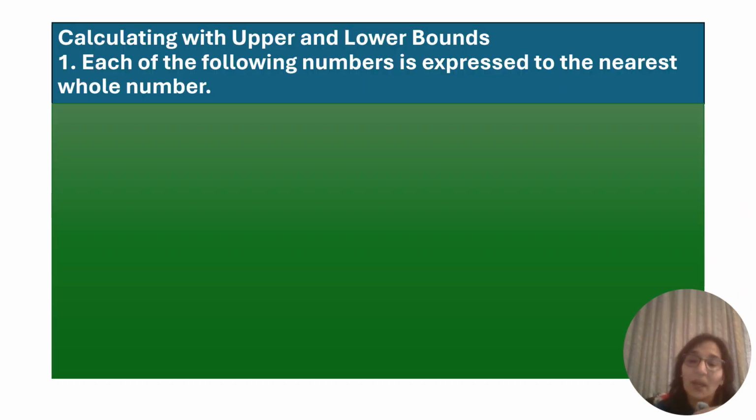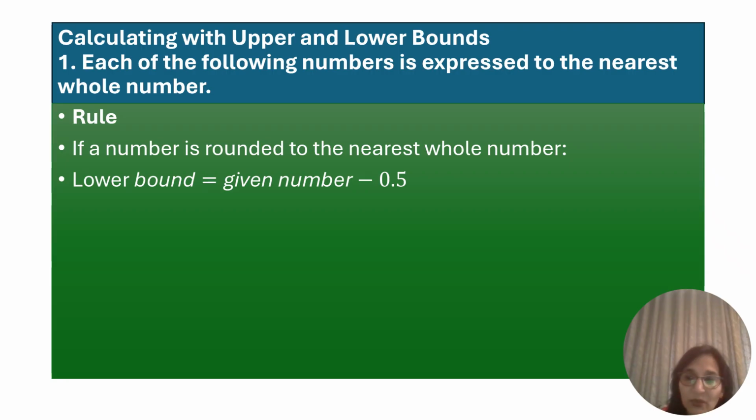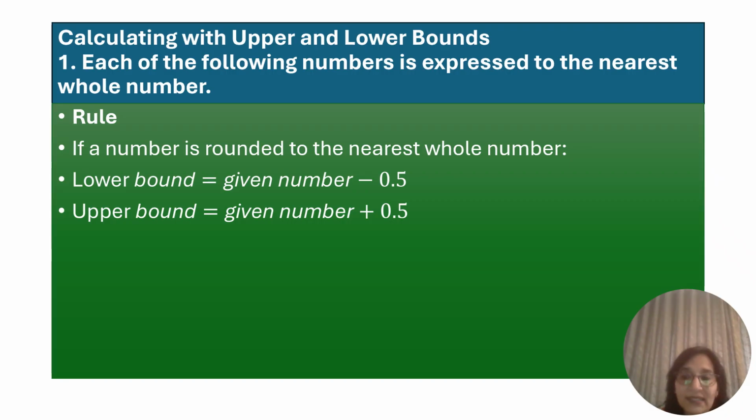Let's understand calculating with upper and lower bounds. Each of the following numbers is expressed to the nearest whole number. What is the rule you need to remember? If a number is rounded to the nearest whole number, the lower bound will be the given number minus 0.5. The upper bound will be the given number plus 0.5. So this rule you need to remember.